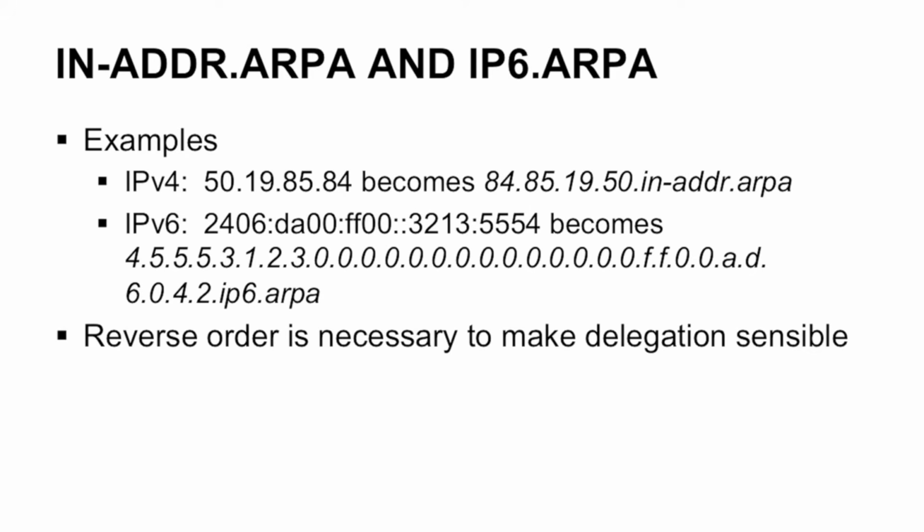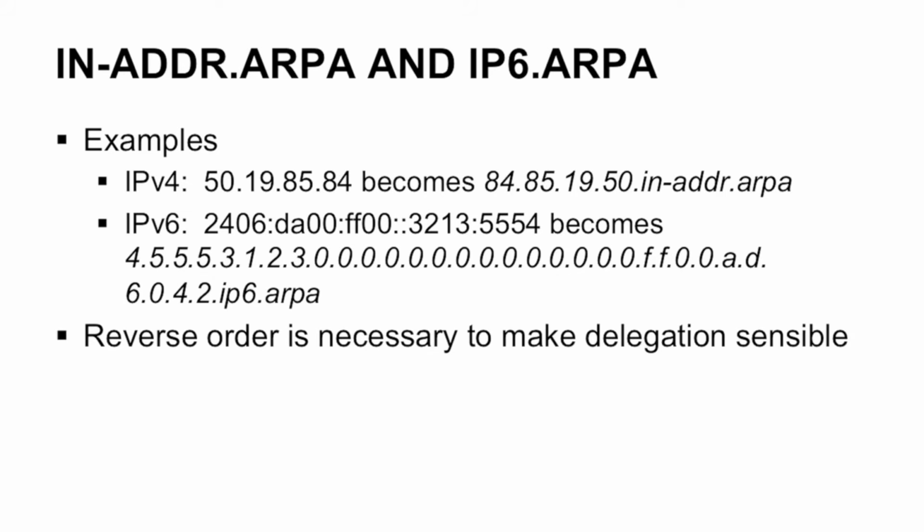Why are the octets reversed? That's so delegation under in-addr.arpa works sensibly. IP address space is delegated hierarchically. For example, HP runs the network 15/8, which is all of the IPv4 addresses that begin with the octet 15. So it makes sense to delegate 15.in-addr.arpa to folks at HP, but that means that the first octet of the address comes last in the domain name. Under ip6.arpa, the labels of the domain name are the hexadecimal digits of the IPv6 address in reverse order, for the same reason as in in-addr.arpa.